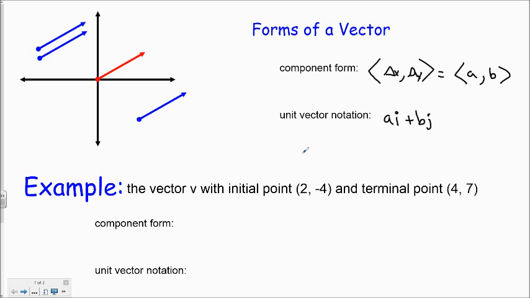Now let's do an example so that we can see how this actually relates to vectors. So say I wanted to find a vector v, which sometimes has a vector notation hat over the top of it, that has an initial point or starting point (2, -4), and a terminal point or ending point (4, 7).